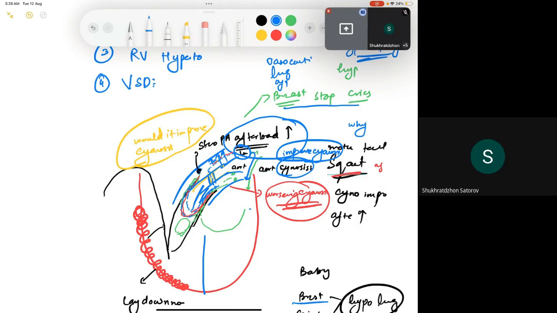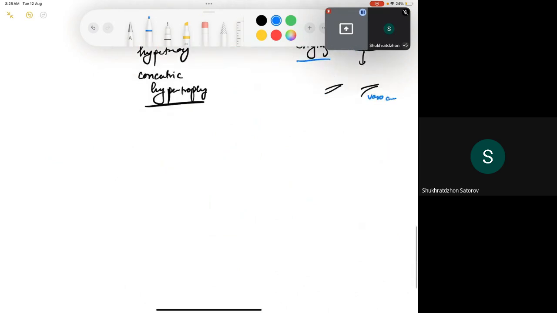So the next pathology we are going to do, this was all about pathology of Fallot, right? The squatting is going to increase the systemic vascular resistance, which is going to increase the afterload, which is going to improve the cyanosis, right? So let's discuss our next topic, that is Epstein anomaly.